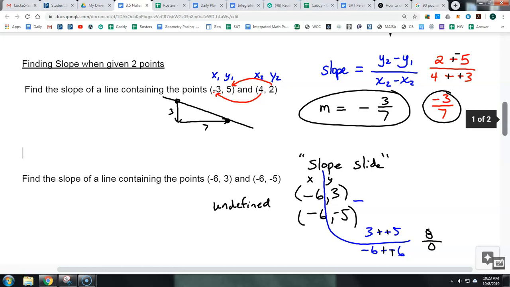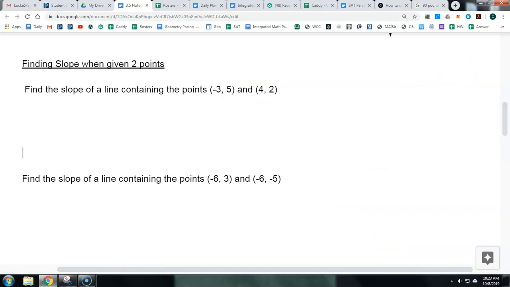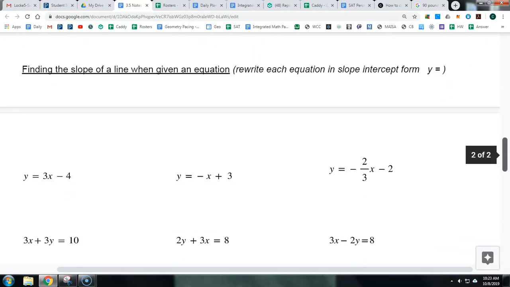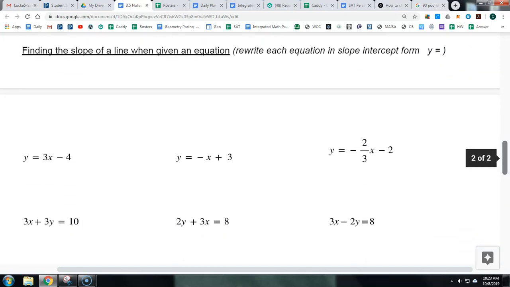All right, so let's go to the next page where we have some equations here. Find the slope of a line when given an equation. Kind of make this go down so that it kind of fits in on the right page. Looks like it bumped up on me.